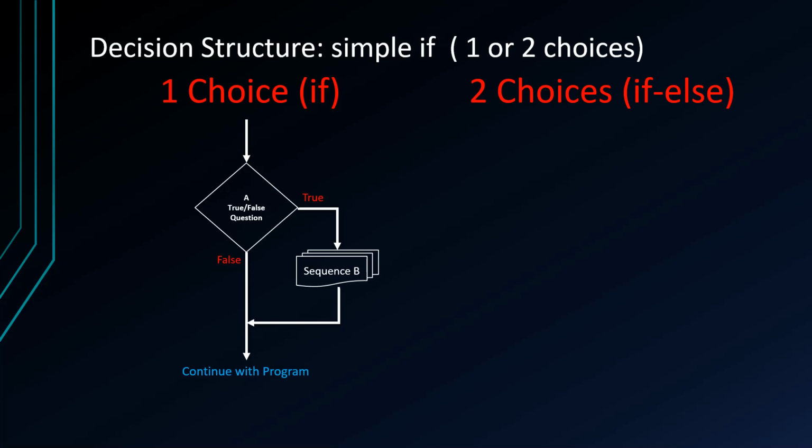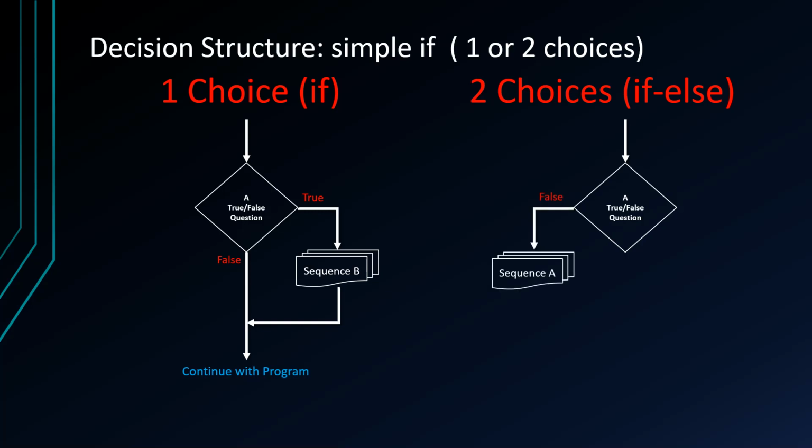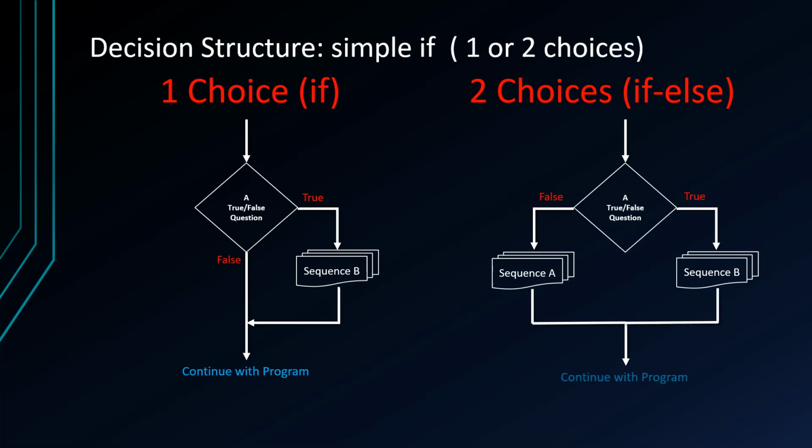Now what about when we have 2 choices? Well, in this case, there is no standard path. It has to choose one or the other. So it's either going to go to the false case, which is going to do some form of sequencing, or it's going to go in the true case, which is going to do a different set of sequencing. But in either case, whenever that sequence is done, it all leads back to the standard code path, which is going to continue on with the rest of the program.